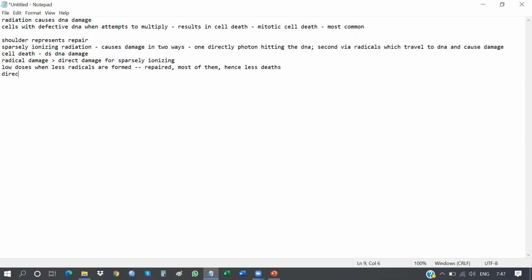In case of direct, densely ionizing, all radiations directly damage the DNA. Less scope of repair. Hence, no shoulder. Okay, hence more sensitive. Okay, understood?